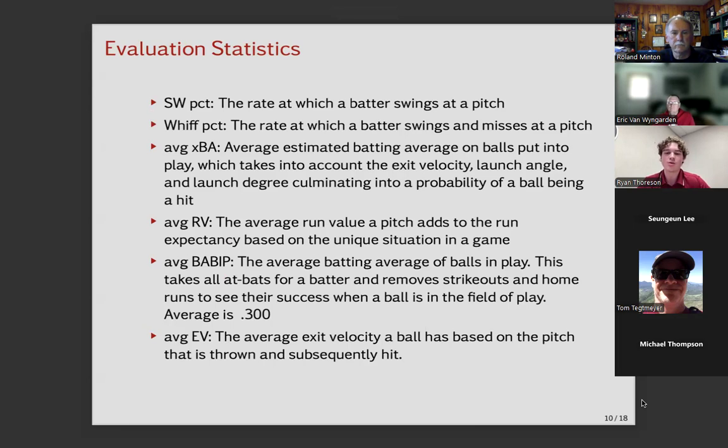Average BABIP as well, which is just the ball in play, removing strikeouts and home runs, and then average exit velocity as well, just to see that maybe these pitches seem like they're going to be good, but if guys have an average barrel or average exit velocity of 95 miles an hour, it's obviously doing something wrong.